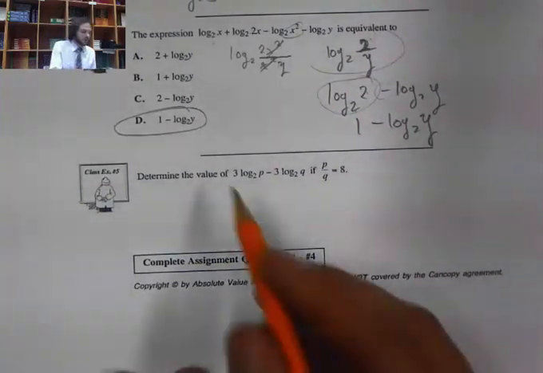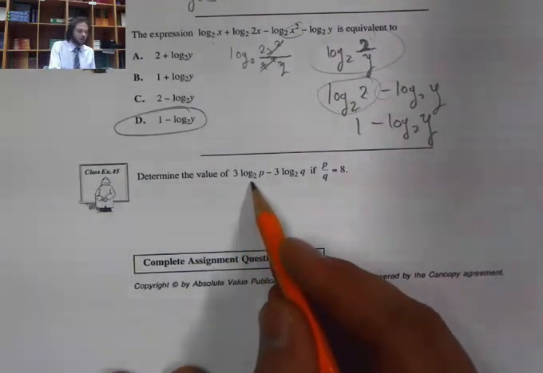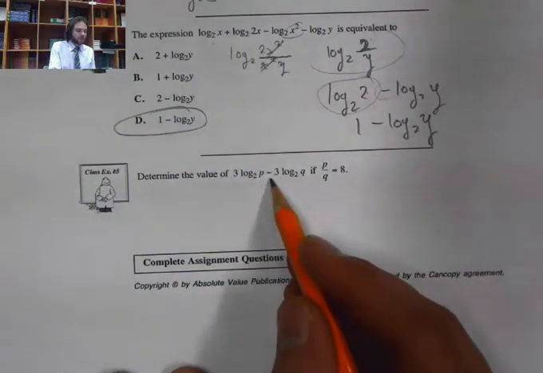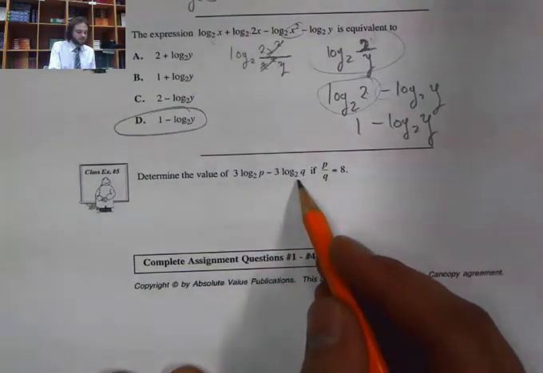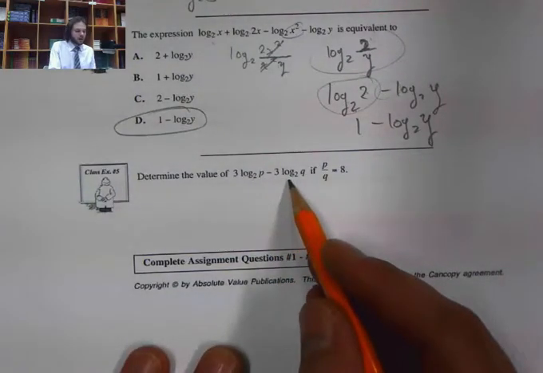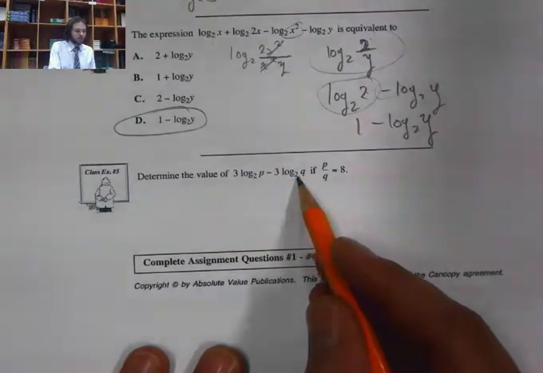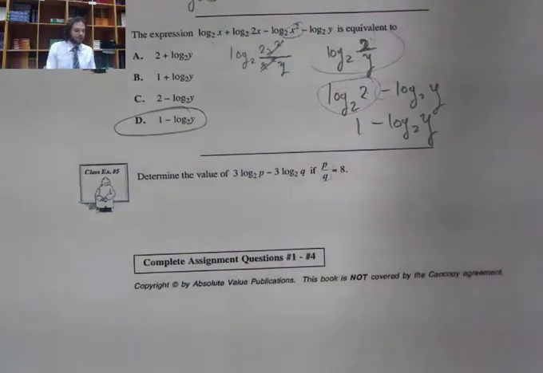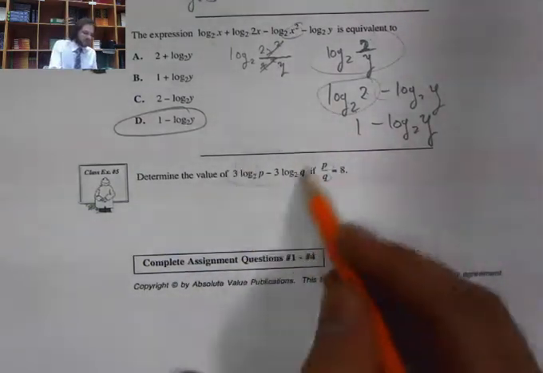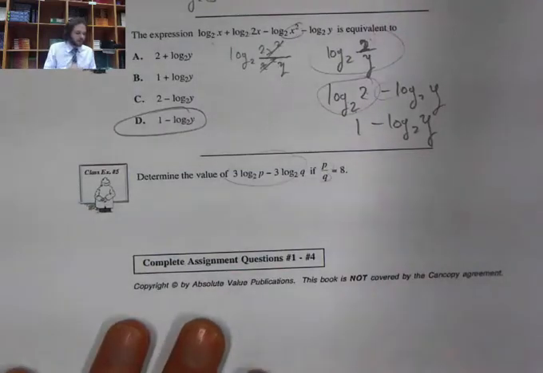It says, determine the value of 3 log base 2 of p subtract 3 log base 2 of q if p over q is equal to 8. Okay, so we know p over q is equal to 8. So let's first combine this. This looks very messy and ugly. Let's see if we can combine that, okay?